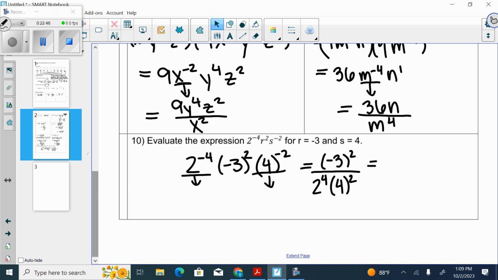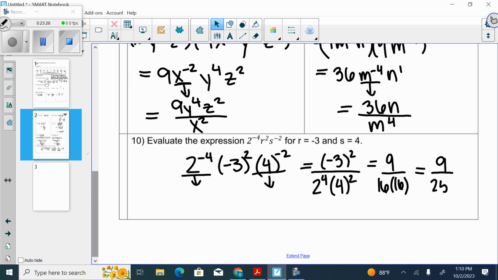All right, what is -3 squared up there in the top? Not -9, +9. Make sure you put parentheses around the number like I have it written here, okay? And then in the bottom, what's 2 to the 4th? 16. And then what's 4 squared? 16 as well. Okay, and what do I do with those two 16s? Multiply. What is 16 times 16?